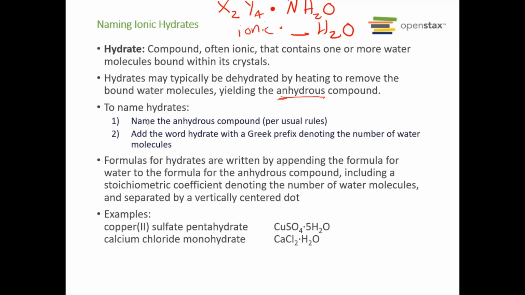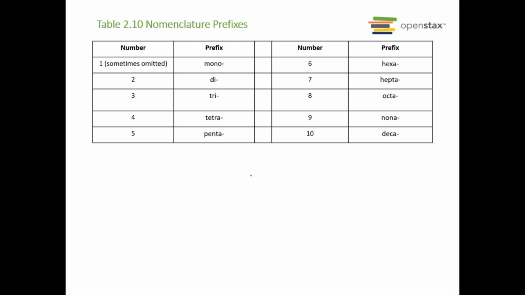To name hydrates, we name the anhydrous compound per usual rules. So we're going to name the ionic compound first with how we're familiar. Then you're going to add the word hydrate with a Greek prefix denoting the number of water molecules. Now, what are your Greek prefixes? Those are back here on this slide here. You have to know these prefixes not only for naming hydrates, but also for your molecular compounds, because these play a huge role with your molecular compounds because they don't use the same rules as ionic ones do.